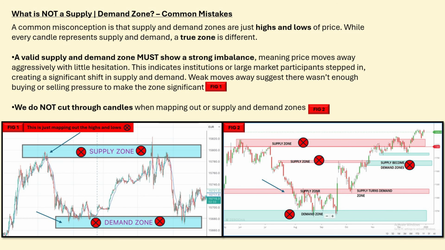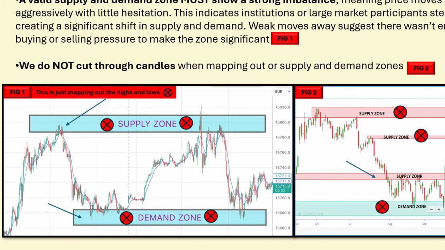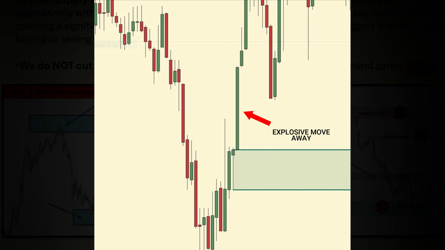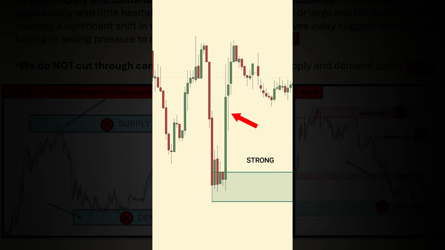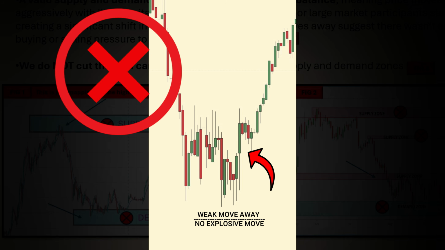In order to understand what a true supply and demand zone is, we first must understand what it is not. A very common misconception with supply and demand zone trading is that everybody thinks the highs and lows of price is what a zone is. And I will admit that sometimes a supply and demand zone can be at the high or low, but not always. A valid supply and demand zone must show a strong imbalance, meaning that if price is creating a low and it shoots up, it needs to be an aggressive move up. It can't just be a bunch of basing candles on the way up. We need to see a strong, aggressive move in order for it to be a true supply or demand zone.